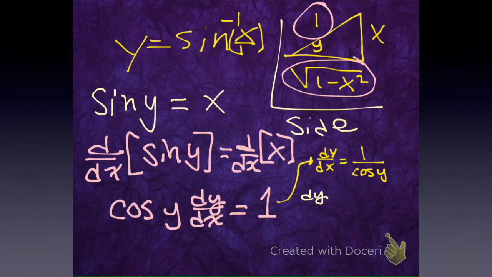So then dy/dx is 1 over the adjacent, which is the square root of 1 minus x squared, over the hypotenuse, which is 1. But dividing by a fraction is the same as multiplying by the reciprocal, so you flip it, and then 1 times 1 is just 1, so I'm going to get rid of that stuff right there.